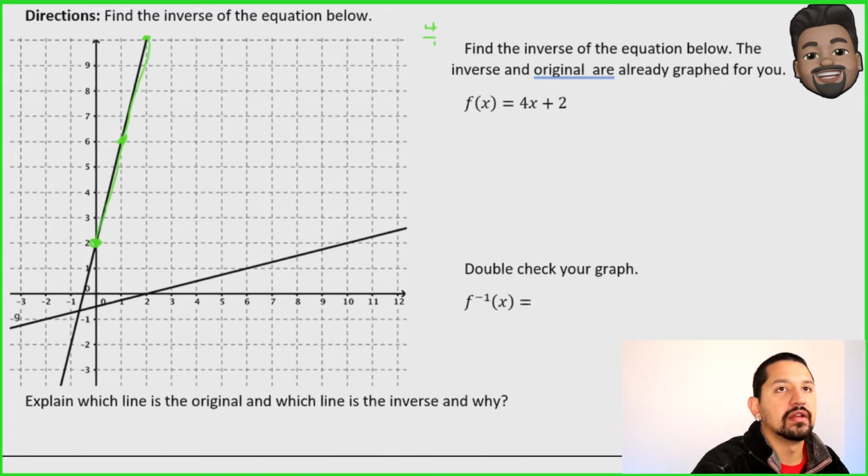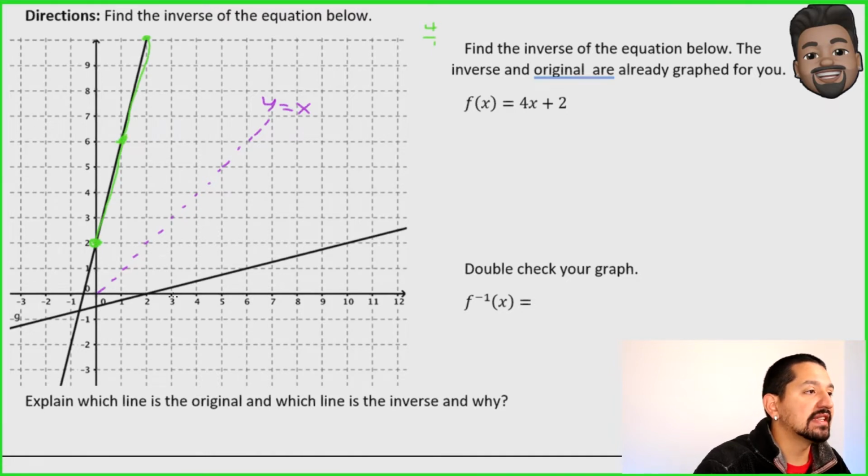And if I draw the line that it reflects over, remember we spoke about this line right here, y equals x. Inverses reflect over this line, you're going to see that this line over here has to be our inverse function, right? It has to be our inverse function right here.